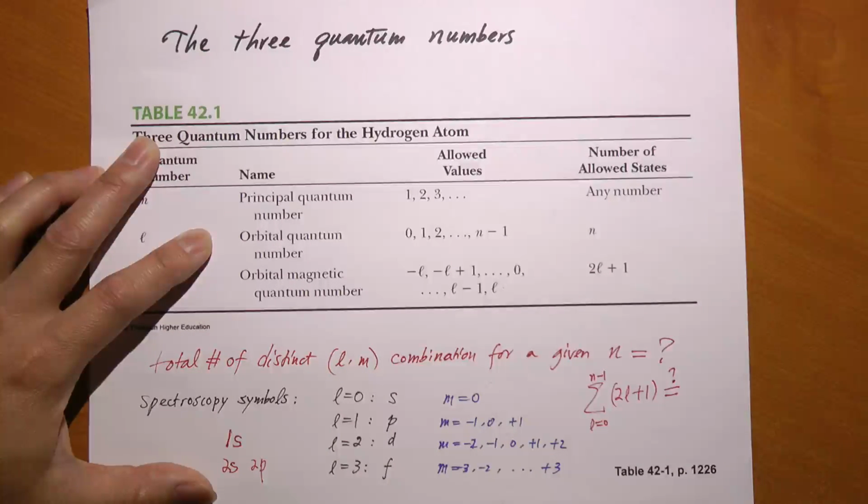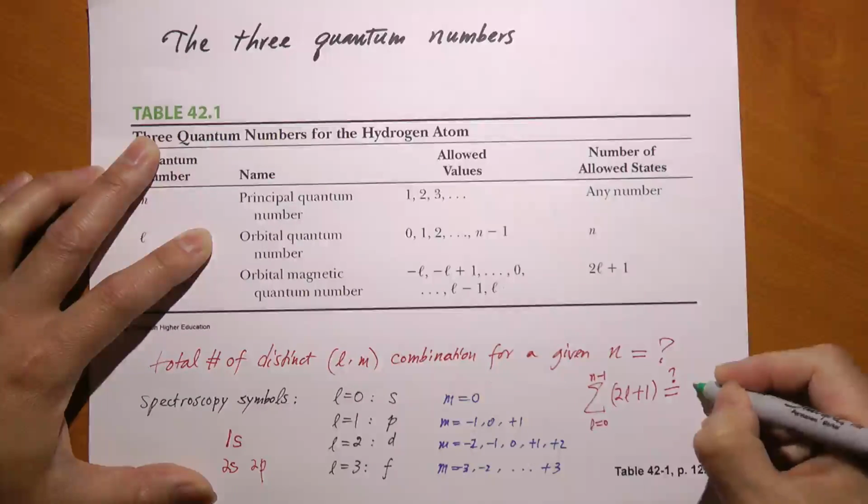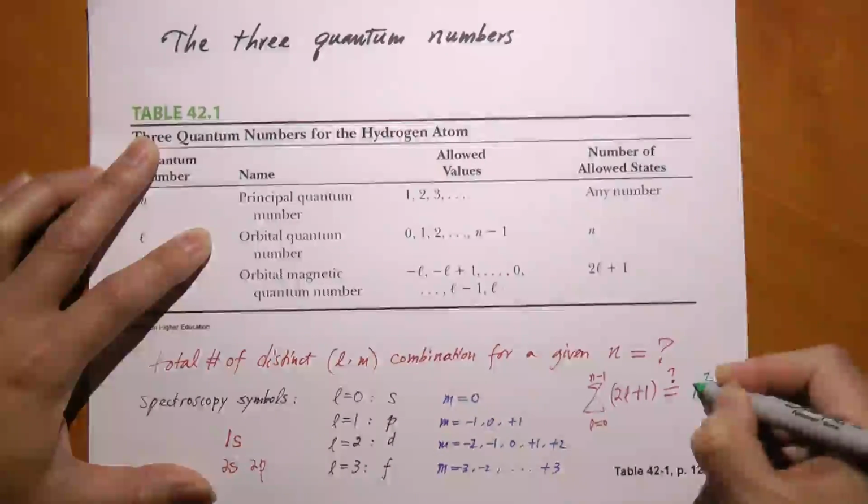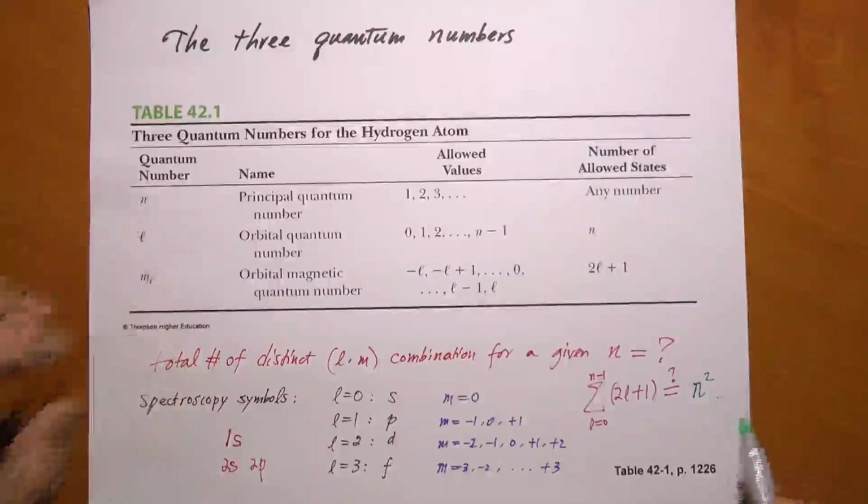This is not hard to do. It's just an algebraic series. And if you did that, you find the answer is very simple. It's n squared. For n equal to 1, n squared is still equal to 1.